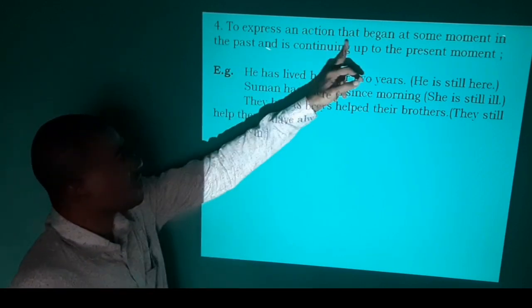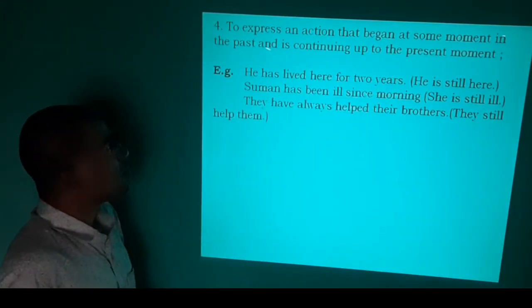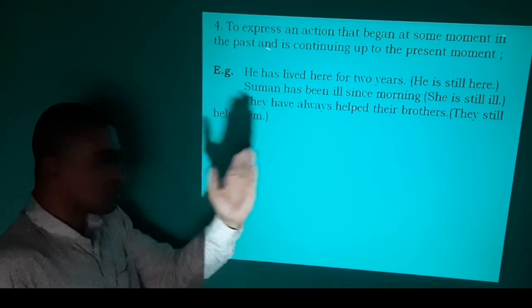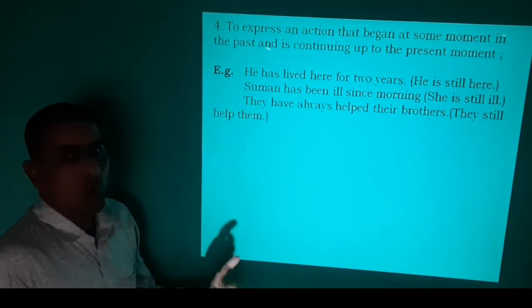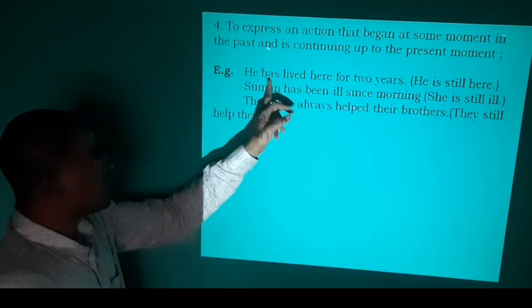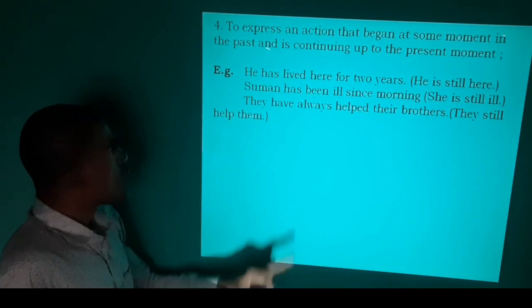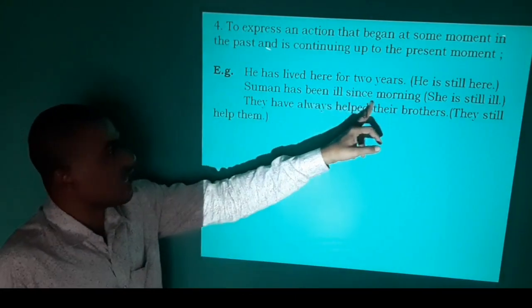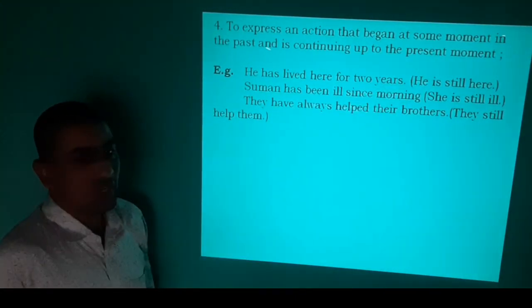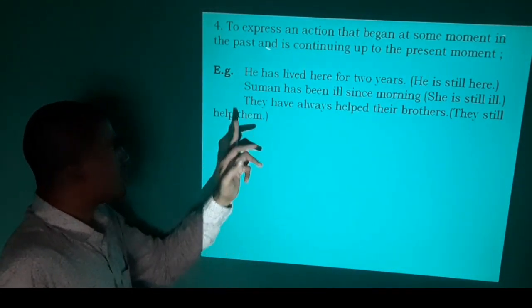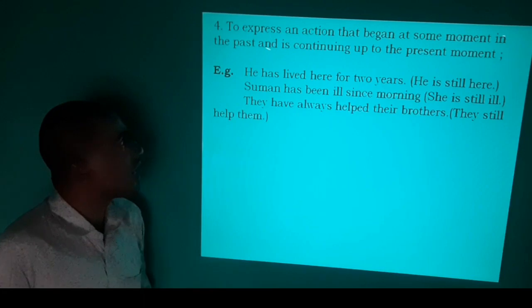Next, to express an action that began at some moment in the past and is continuing up to the present moment. So it started already in the past and now it is going on. He has lived here for 22 years. He is still here. Suman has been ill since morning. She is still ill. They have always helped their brothers. They still help them. So this is what we exactly mean by it.